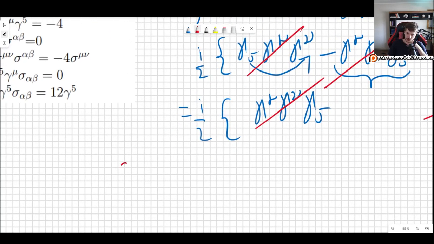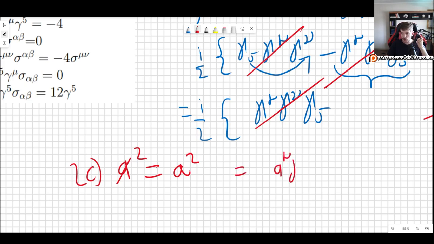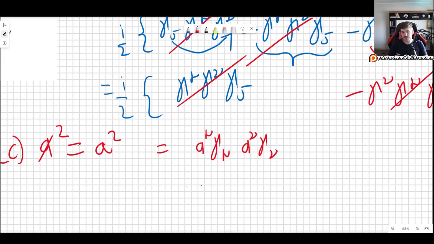So now the next part, part 2c, we want to prove that a slash squared is equal to a squared. So we want to prove that a slash squared is equal to a squared. Now keep in mind, a slash is what we called a mu gamma mu, that's a slash, but now we have two different ones, so we have to use different labels, so a nu gamma nu again. Otherwise we are not really doing it particularly well.